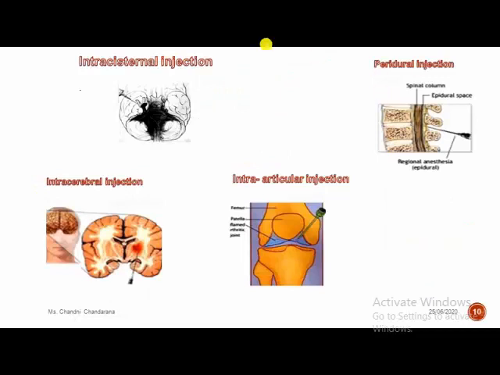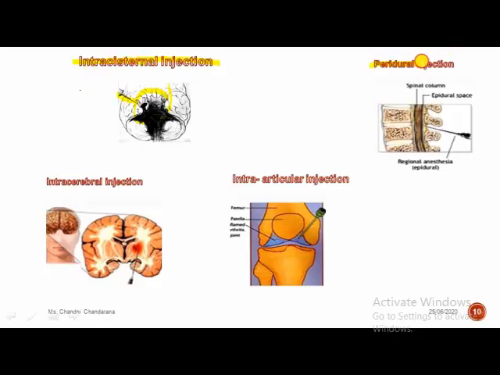Now next we will see intracisternal injection. So what is intracisternal injection? Dear learners, here you can see the injection. This is the site. This kind of injection is given in between the first and second cervical nerve, and it is used for cerebrospinal fluid for diagnostic purposes. So this kind of injection is given in between the cervical nerves. That's why it is known as intracisternal injection.